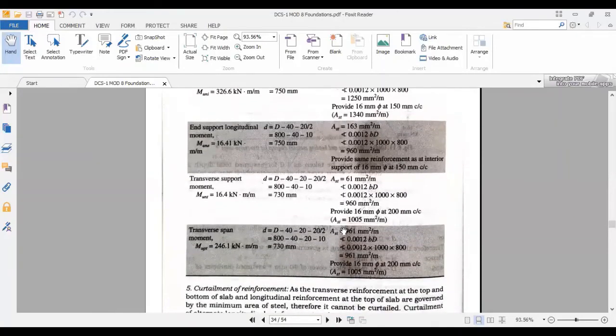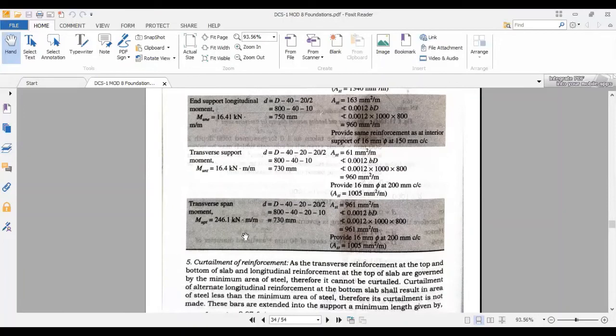Then transverse support moment, the value is 16.4 kilonewton meter per meter again. D value is 730. Subtracting from both sides, as you can see here, 20 minus 20 by 2. And the AST is 61 mm square per meter. So we'll provide 16 mm dia bars at 200 mm center to center spacing. So it will give actual AST as 1005 mm square per meter.